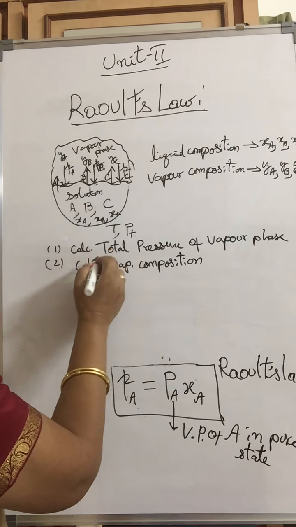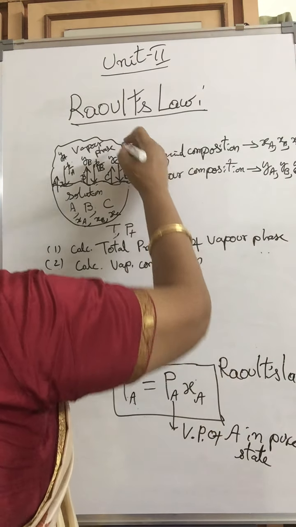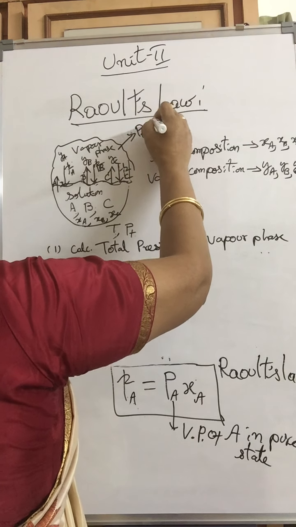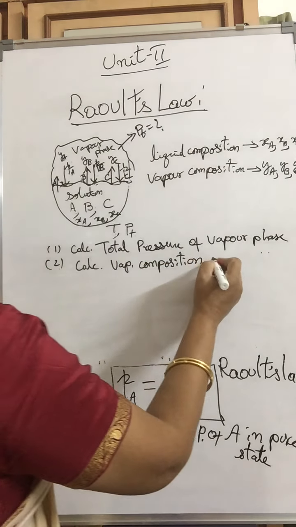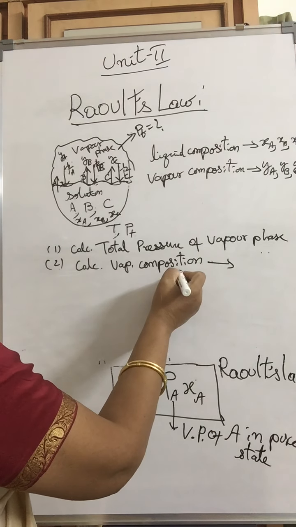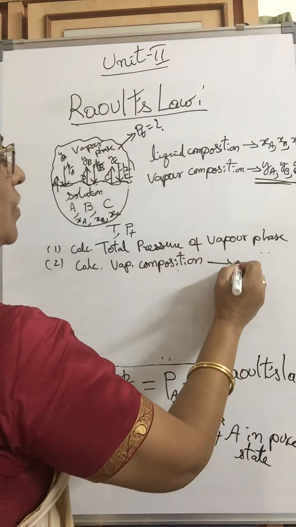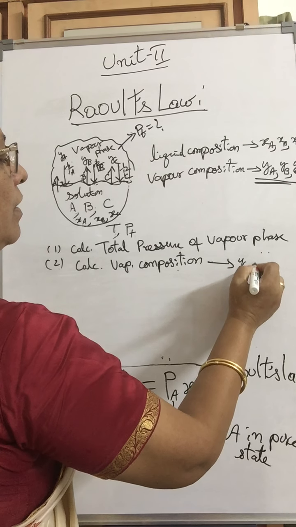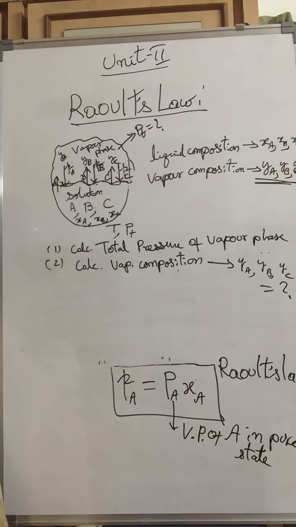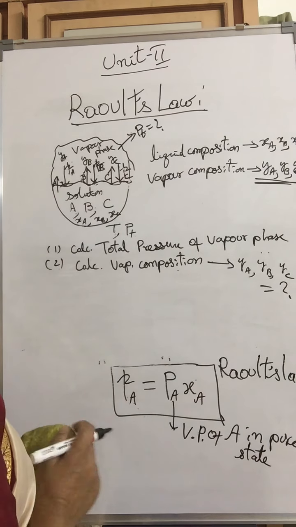So what does calculate the total pressure mean here? In this vapor phase, what is PT? And calculate vapor composition means what is the vapor composition? This is vapor composition: YA, YB, YC, how much you need to calculate. So we will discuss how to calculate these two things.